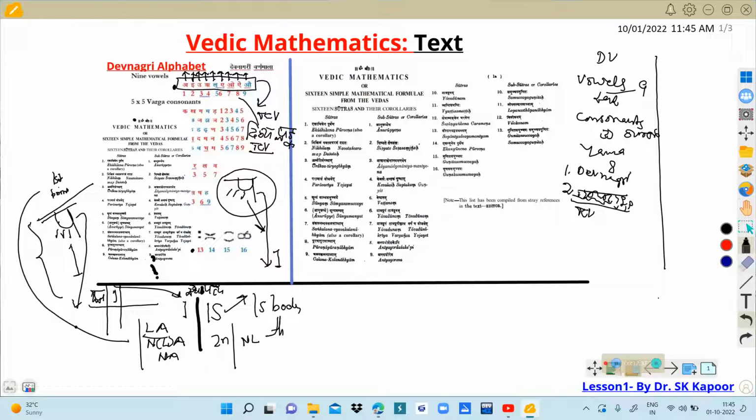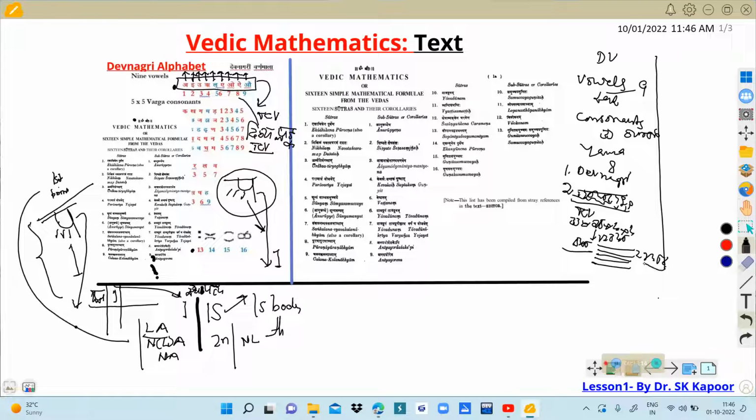The consonants are 33. These are in 3 groups, 25, 4 and 4, and these 25 are organized as 5 cross 5. It's a grid, and these are 5 rows of 5 letters, and the first row is having sequential placements 1, 2, 3, 4, 5. The second is having 2, 3, 4, 5 and 6.